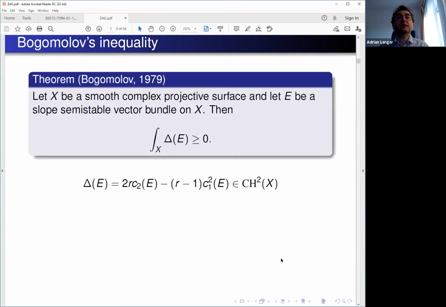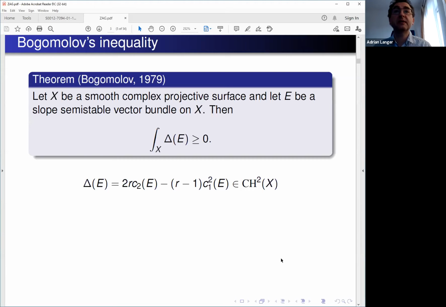The most important in my talk is the inequality that was proven by Bogomolov in the 70s. He proved that if you have a smooth complex projective surface and a slope semi-stable vector bundle, then the degree of this discriminant that is defined below is greater or equal than 0.